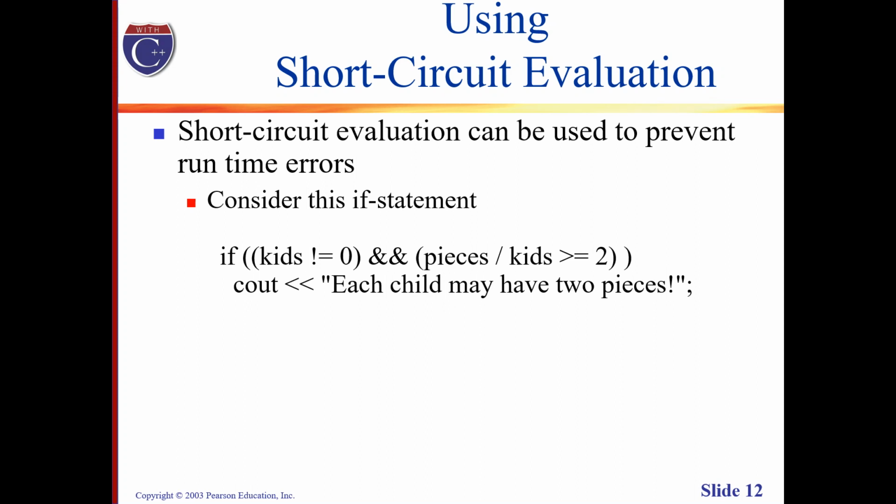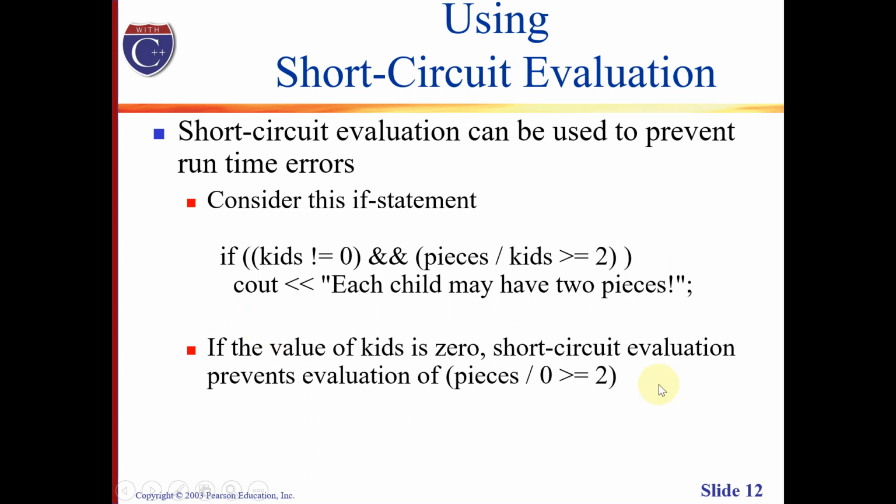Let's say we have the following if statement. As you can see here, the statement says that if kids is not equal to 0 and pieces divided by kids is greater than or equal to 2, then we will output the following statement. For instance, if the value of kids is 0, short circuit evaluation prevents evaluation of pieces over 0. As you can see here, if kids has a value of 0, then the first sub-expression would yield a false value. Therefore, there's no need to perform the entire AND Boolean expression, and we just have to perform short circuit evaluation. Therefore, it can be useful in avoiding the division by 0 error, hence preventing our program from going into a runtime error. That's just one use of short circuit evaluation.